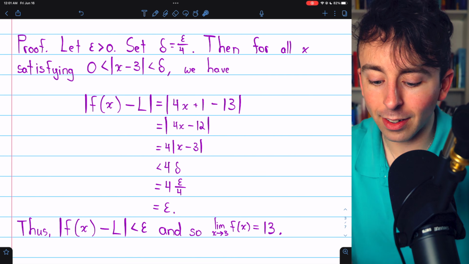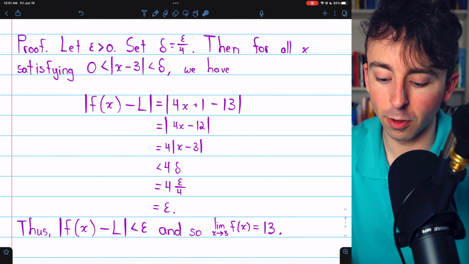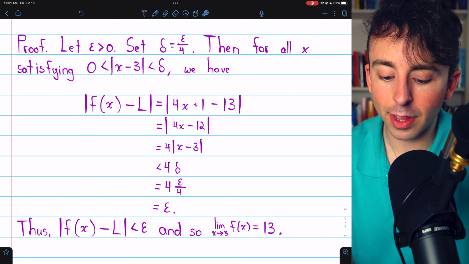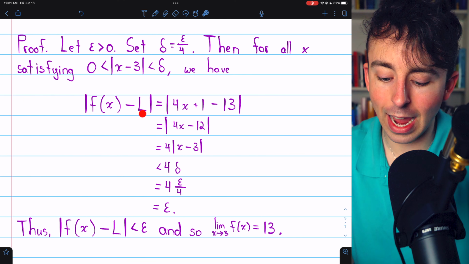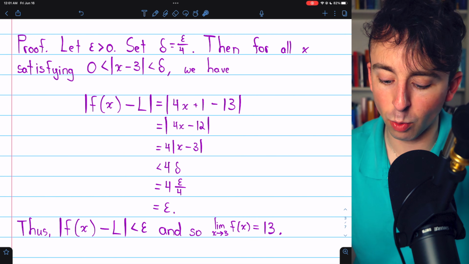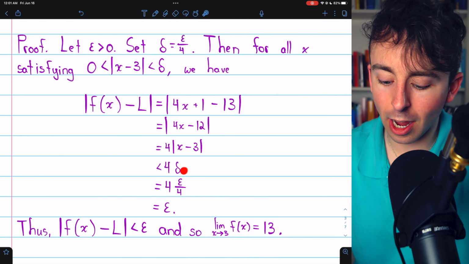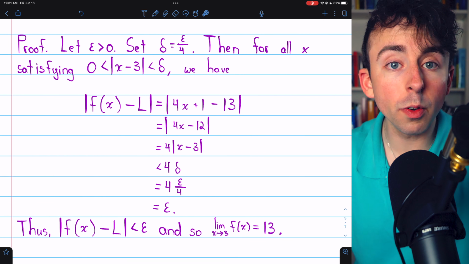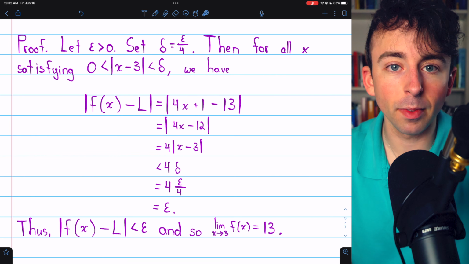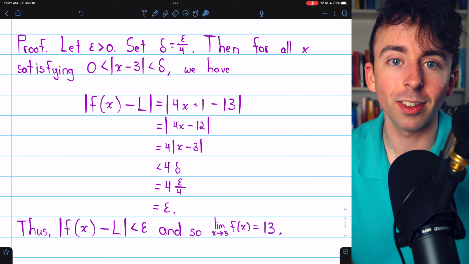Then, for all x satisfying this inequality, that x is within delta of 3 and their distance is positive, we have that the distance between our function and the limit L is the absolute value of 4x plus 1 minus 13, which goes down to the absolute value of 4x minus 12, pull out a 4, and then this is less than 4 times delta, because the absolute value of x minus 3 is less than delta. We're allowed to make x as close to 3 as we want, because 3 is a limit point of the domain. The domain in this case is just the real numbers.